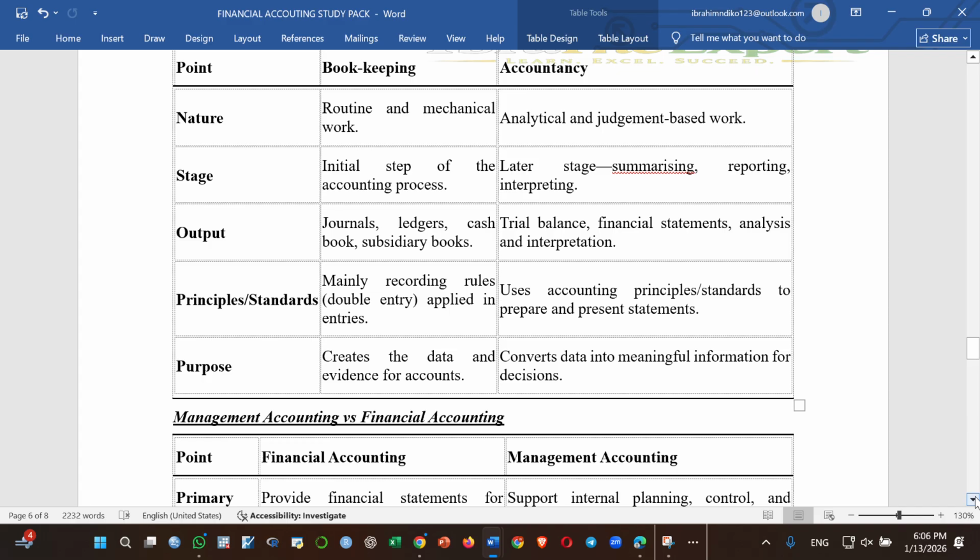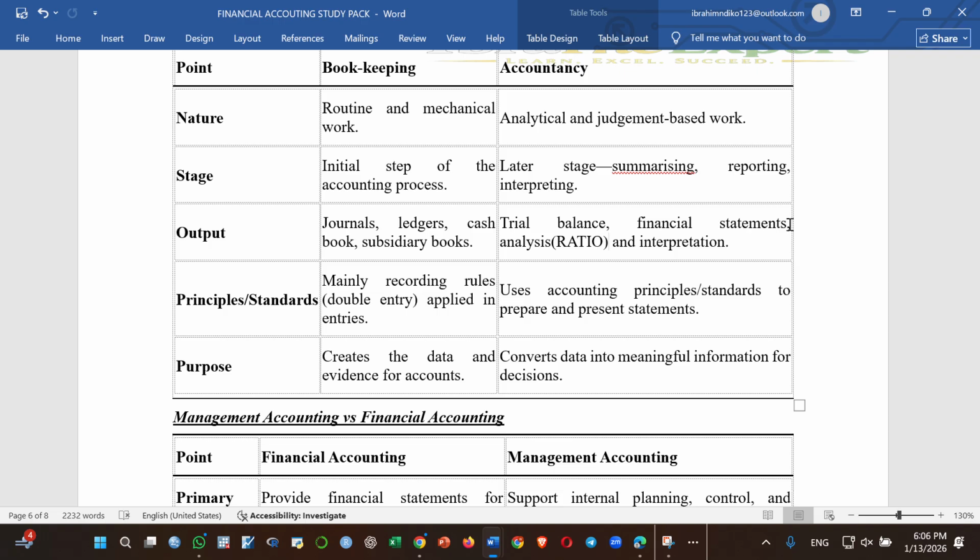Output. What is the output of bookkeeping? The output of bookkeeping is the journal, the ledger, the cash book. Those are the final product. Now, the final product of accountancy is the trial balance, the financial statements, the analysis, and the interpretation. For example, analysis and interpretation of ratios. Ratio analysis is a good example.